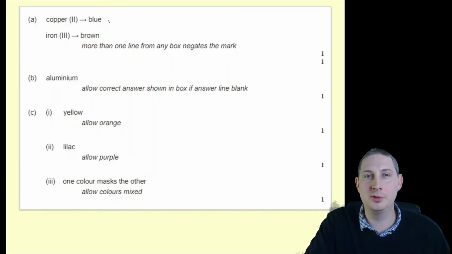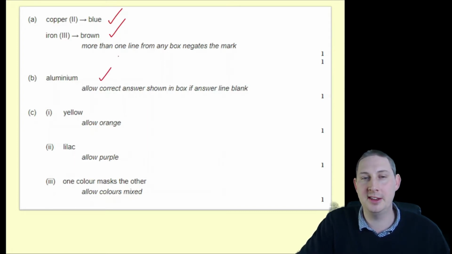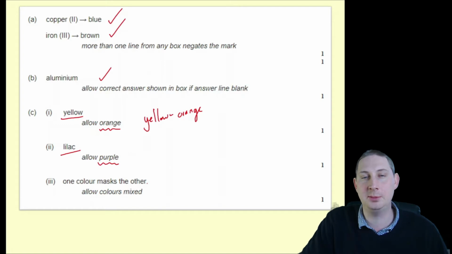Copper 2, blue precipitate, iron 3, brown precipitate. Aluminium is the white precipitate that redissolves. Sodium produces a yellow flame, that's what the exam would prefer. It says in this case allow orange, although if you really have to, yellow-orange is the safest thing to cover all bases. Potassium produces a lilac flame, allow purple, doesn't always, but in this case the mark scheme is allowing purple.